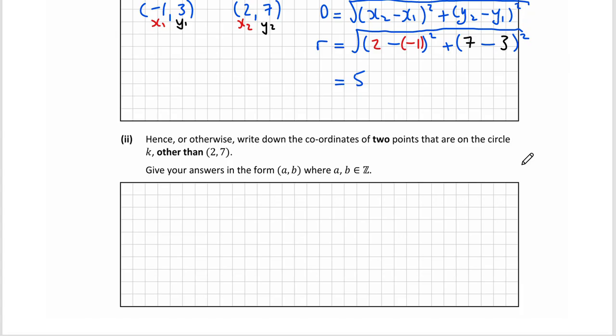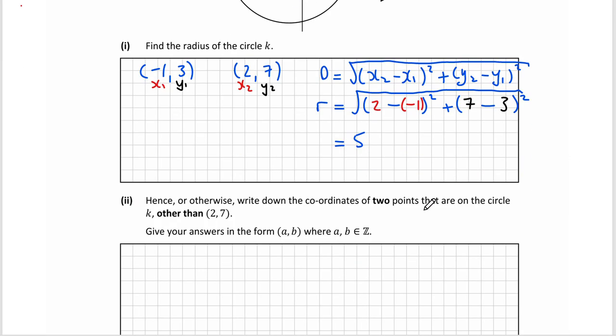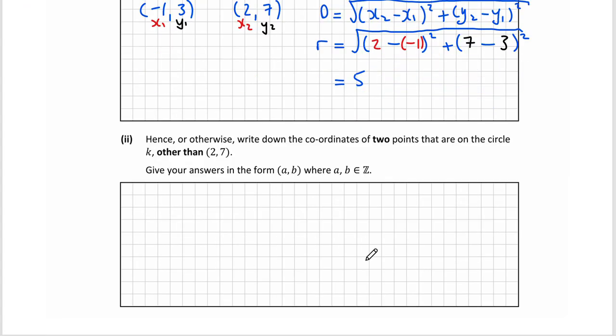Moving on, part 2: hence or otherwise write down the coordinates of 2 points that are on the circle K other than 2, 7. So 2 other points that are on the circle. We could use a translation to find one of them. That's definitely a possibility here, but here's the way I'm going to go for it.